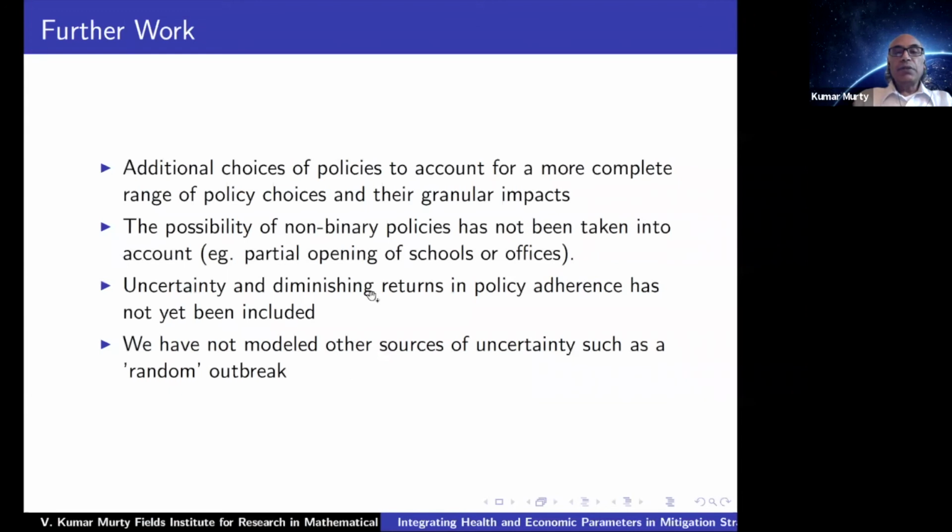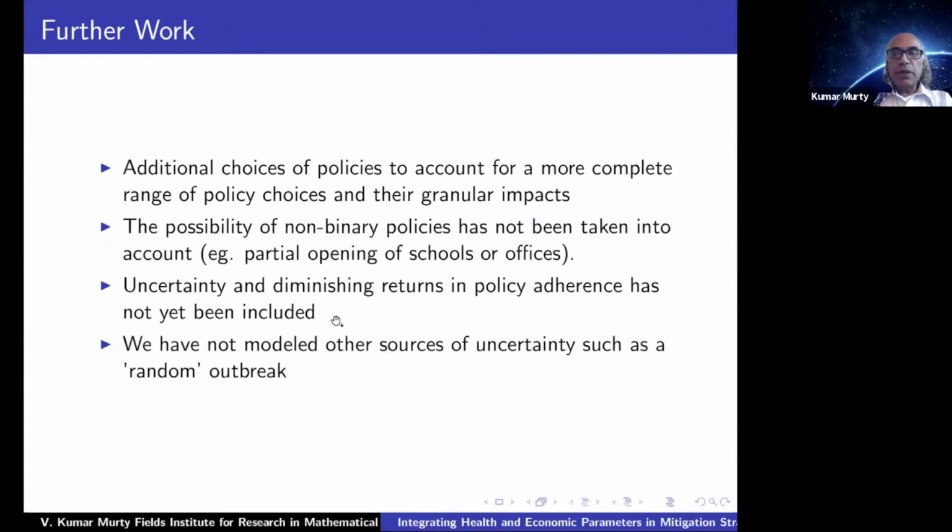Also, we took each policy to be on or off. You open schools or you close schools. But in fact, you may want to do something more nuanced, a partial opening of a school or an office. So we need to have non-binary policy vectors. There's no good reason why we didn't do that. We can do that. It's not much more complicated. But of course, if you look at running a lot of scenarios for the optimization, you need to discretize that in some way. But that can be done.